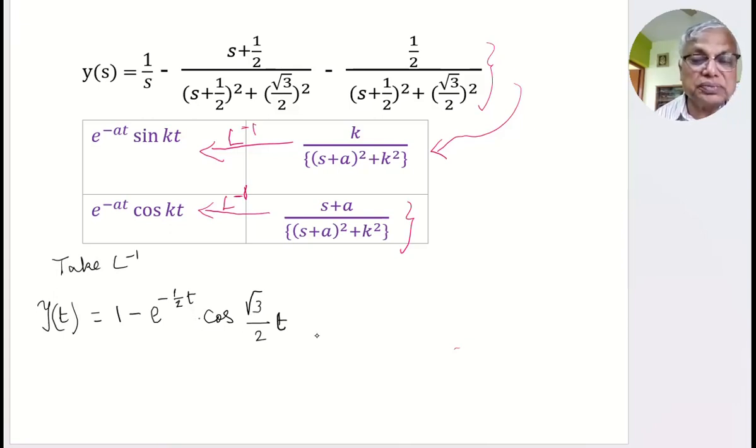Then the third term. The numerator is half, right? So the numerator has to be made. Okay, the third term I'll write here. The third term, its numerator is half, half by something, half by this.